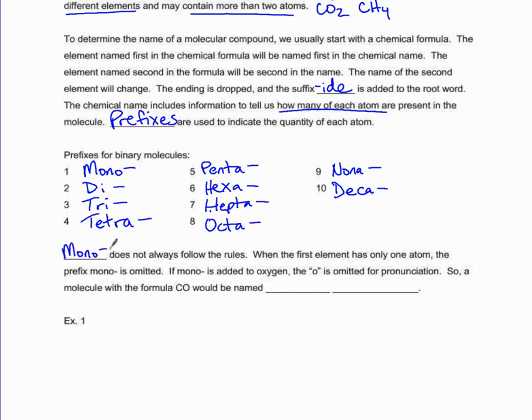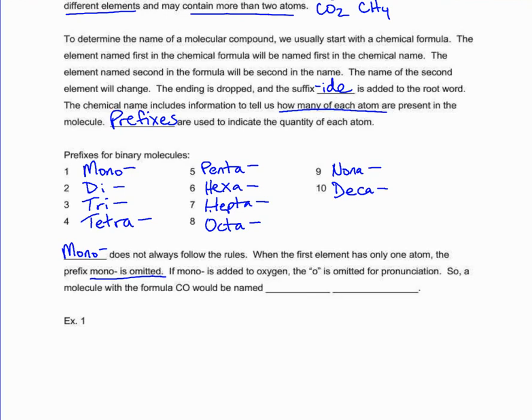But the prefix mono does not always follow the rules. So when the first element in the name has only one atom in the compound, mono is omitted. We're going to leave it out. So an example of this one might be carbon dioxide. There's only one carbon, but we're not going to call it monocarbon dioxide. It's just carbon dioxide.